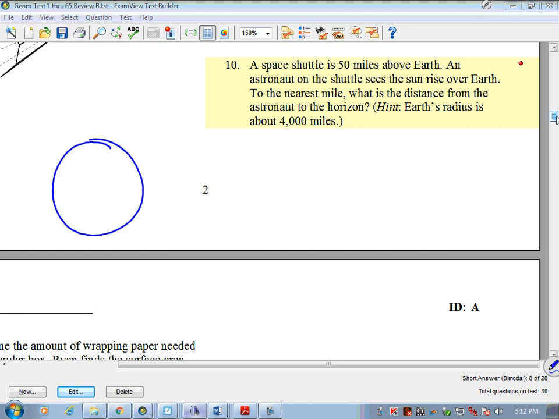This one comes down to, again, being able to draw the picture and draw it correctly. So I'm not going to show you how to draw it wrong. I did that in that video. I'm going to try to show you how to draw this correctly so you don't make a mistake.